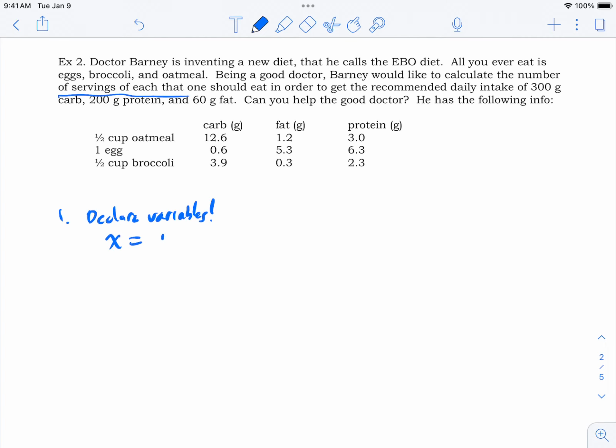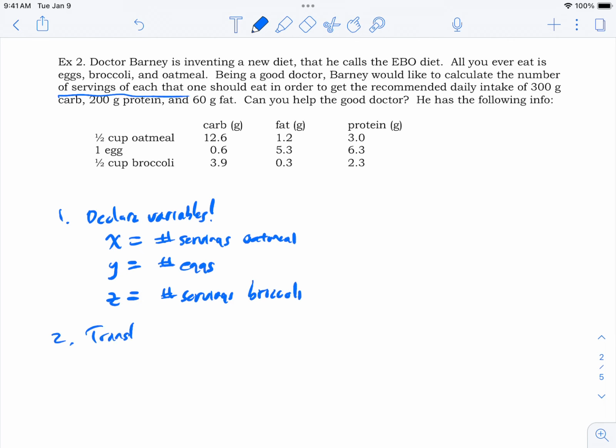So X will be the number of servings of oatmeal, where each serving is a half a cup. Y will be basically the number of eggs. I assume a serving of egg is 1 egg. And then Z is going to be the number of servings of broccoli, where a serving of broccoli is defined as a half cup. Okay, them's my variables. Now, translate the clues into the equations.